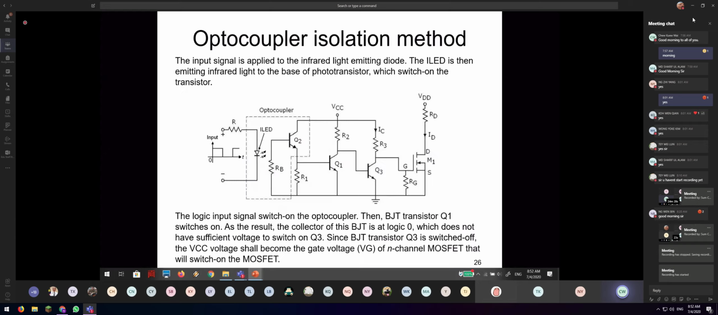Okay, so this also can be done. This is also another method. You see, they use the optocoupler. The optocoupler is one of the very popular options in the base drive circuit design. But all of this is already available in IC form.